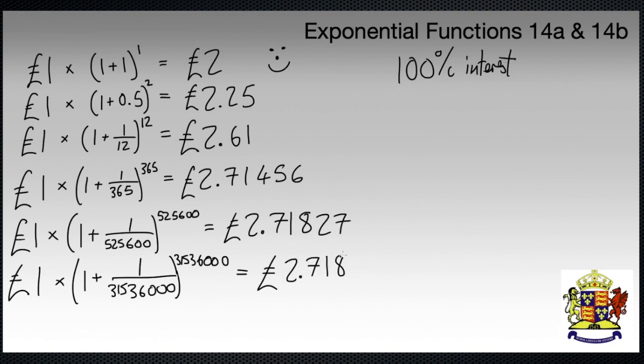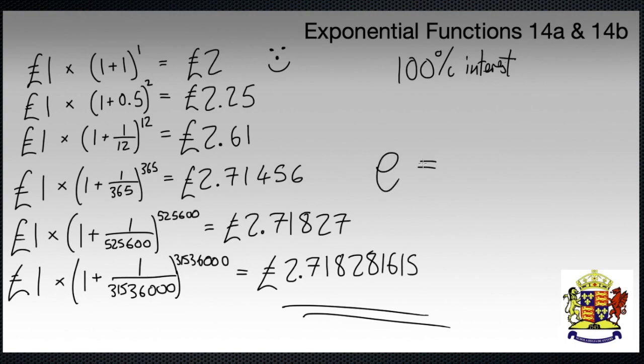And that gives you £2.718281615. I'll put all the digits on. So we've tended towards this number. And remember that e is this number. Your calculator gives you e as 2.718281828. Okay, so we're out by the last 3 digits. So we can get that accurate to 6 decimal places.